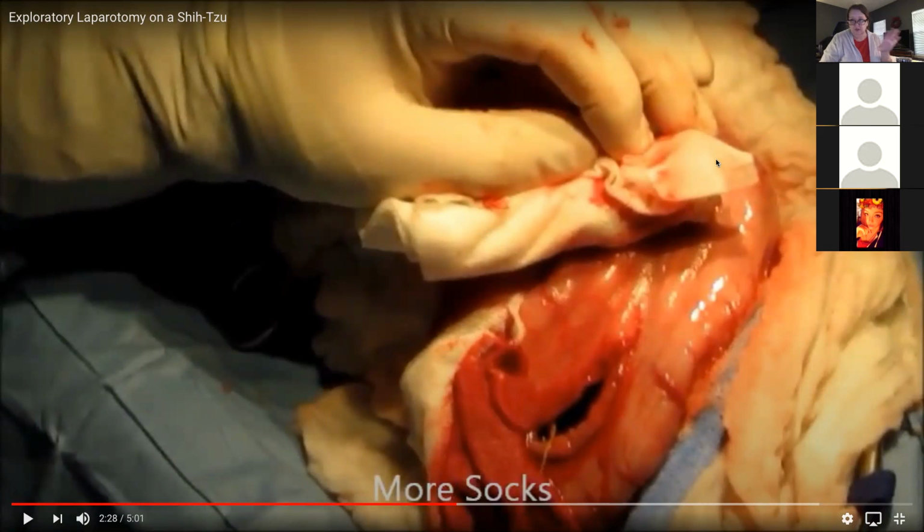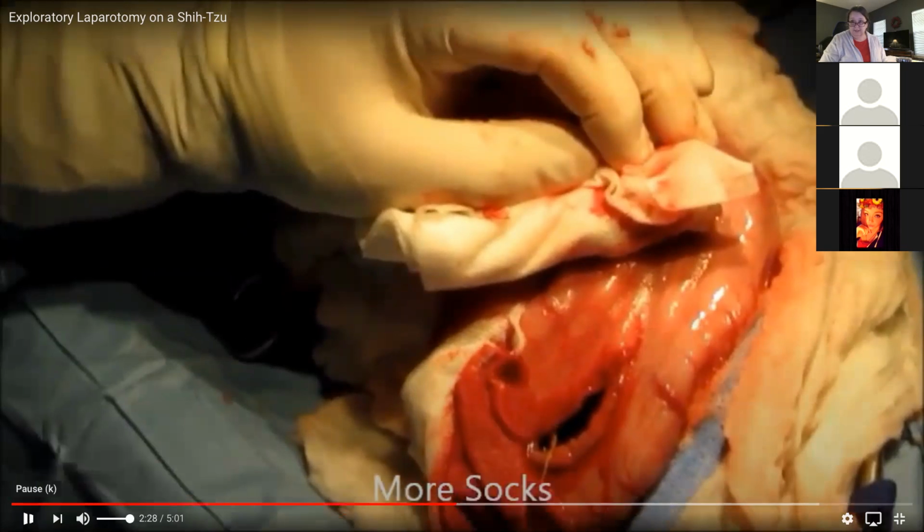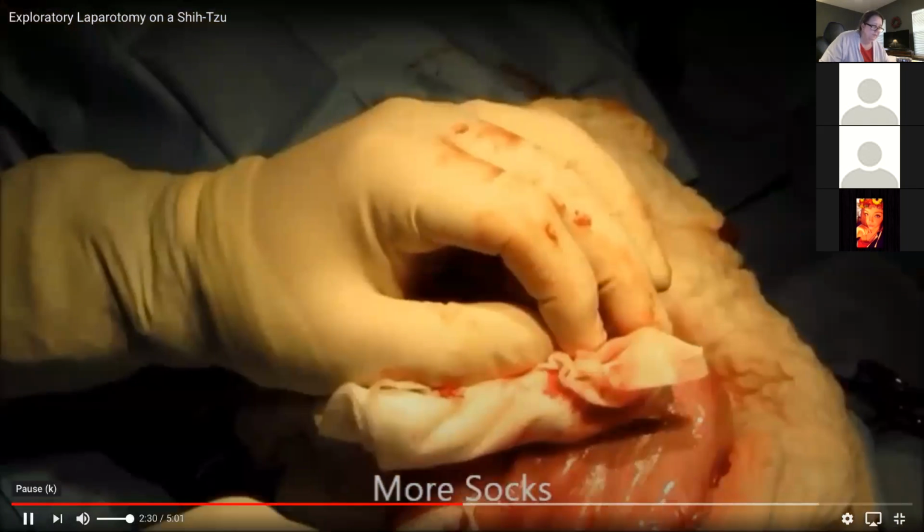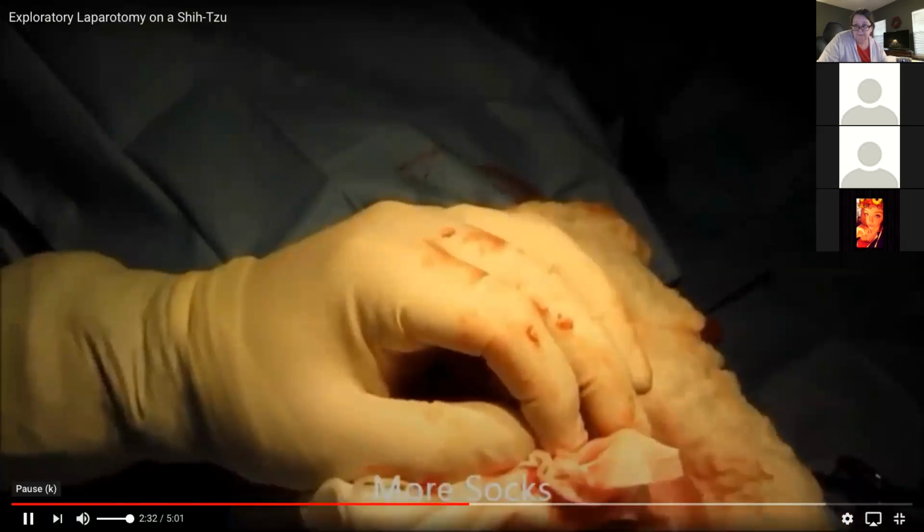The color is good. Actually, the color of this dog's stomach is not bad. It's maybe a little pale, but you've got blood supply here. So we'll keep watching, but I want you to notice how he pulls out all this material, just crazy. Just keeps coming.